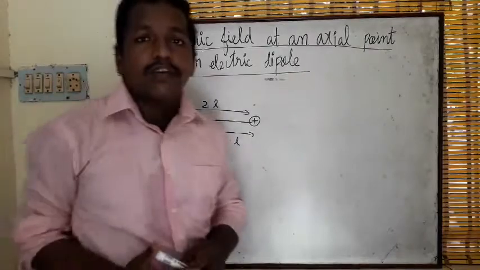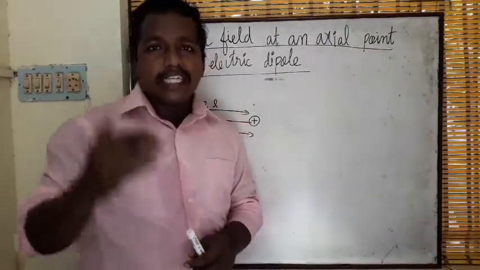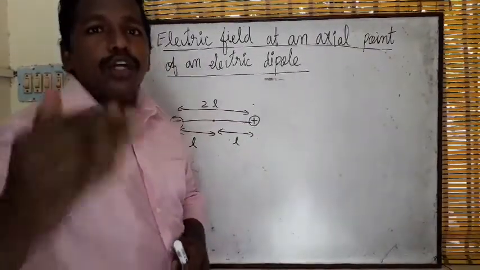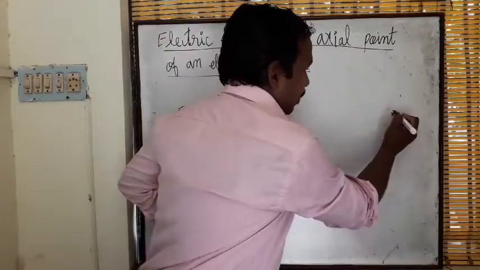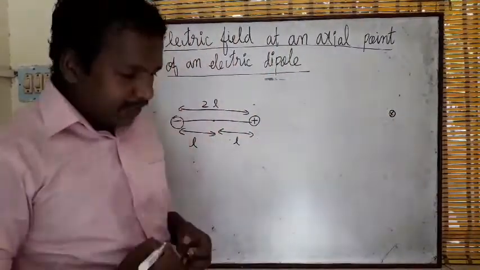So this is the question we are going to learn. What is the electric field produced due to the electric dipole at an axial line? So here we are going to find how much electric field is created.